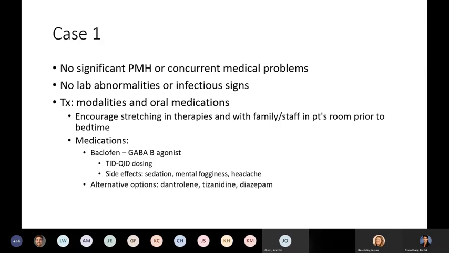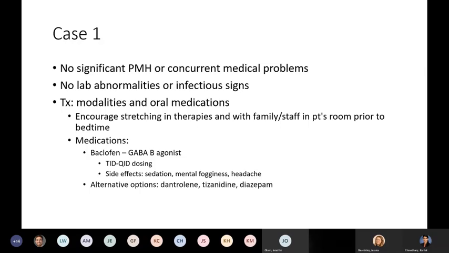So, of course, we pretty much presume that stretching is happening in therapies. But sometimes I like to remind the patient, though this guy is C4 ASIA B, so he's probably not going to be able to stretch himself. If they do have that ability, ask them to do so, or have family or staff educated that a stretching routine prior to bedtime, especially if nighttime spasms are an issue, can be helpful. And that's something the patient and family can learn to carry forward to whatever their next setting is.